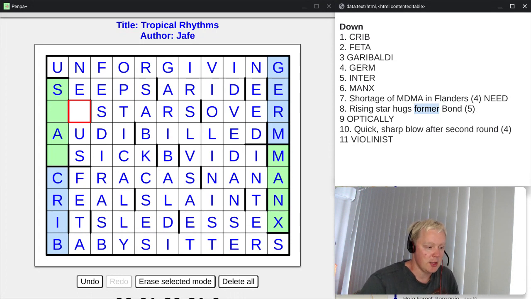Actually, that's just X, EX. You are a former player, an X player, for example. So a rising star, what's a rising star then? A star, the sun is a star.